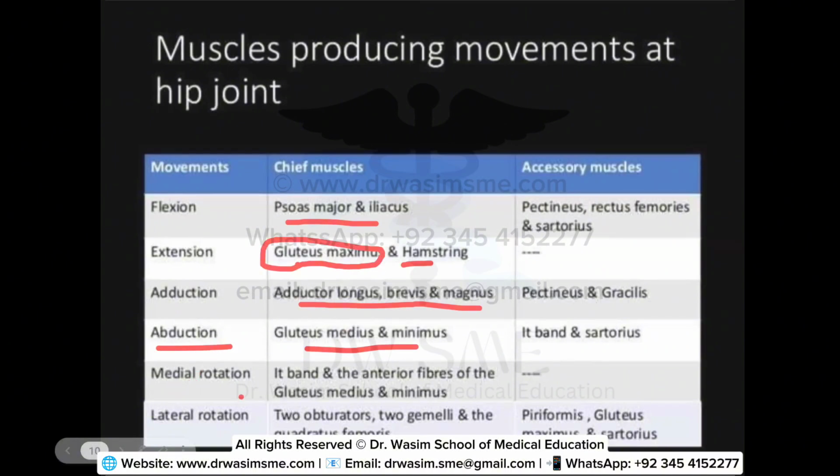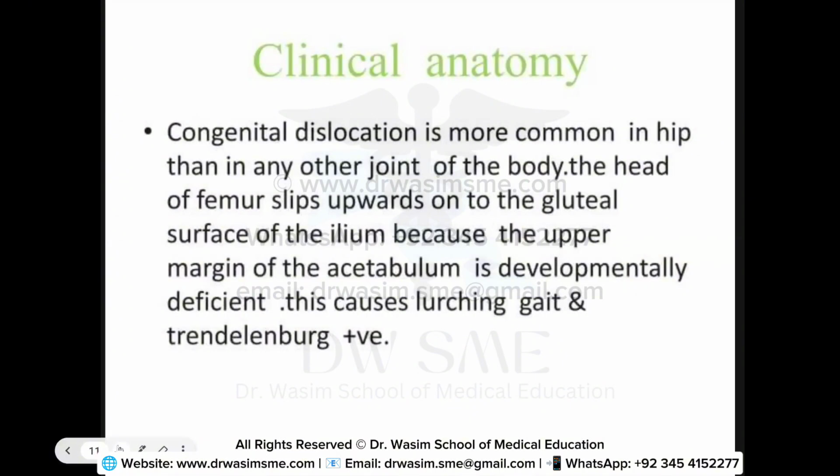Regarding medial rotation, we have the iliotibial band and the anterior fibers of the gluteus medius and minimus. For lateral rotation, we have the two obturators, the two gemelli, and the quadratus femoris. They are known as the small lateral rotators of the hip joint. Regarding some clinical correlates, congenital dislocation is more common in the hip than in any other joint of the body. The head of the femur slips upward onto the gluteal surface of the ilium because the upper margin of the acetabulum is developmentally deficient, and that causes lurching or the Trendelenburg sign.